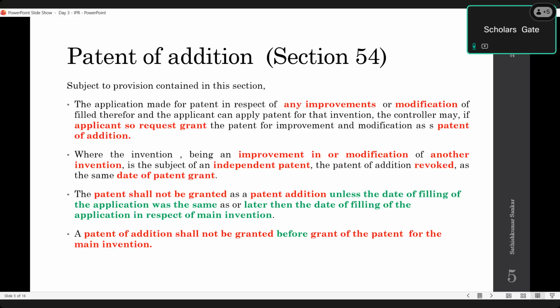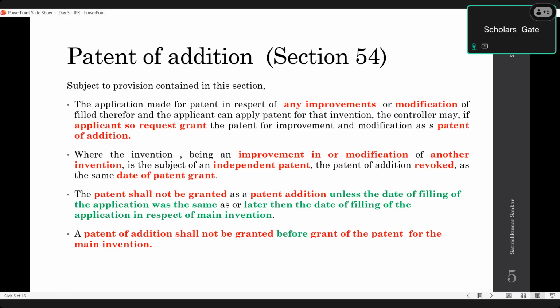Before the patent is issued, when the patent is not granted, at that time he can give the application for the addition to that particular patent, and that option is also available. The patent of addition shall not be granted unless the date of filing of the application is the same as or later than the date of filing of the application in respect of the main invention. If today morning I have filed one patent, but today evening I go for a patent of addition, that does not work out.